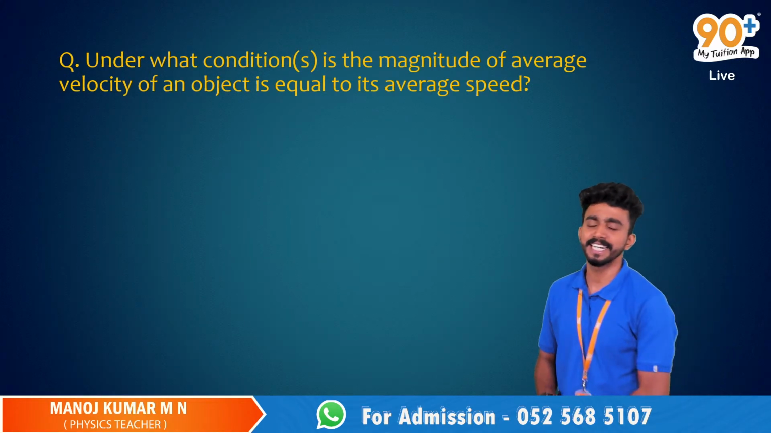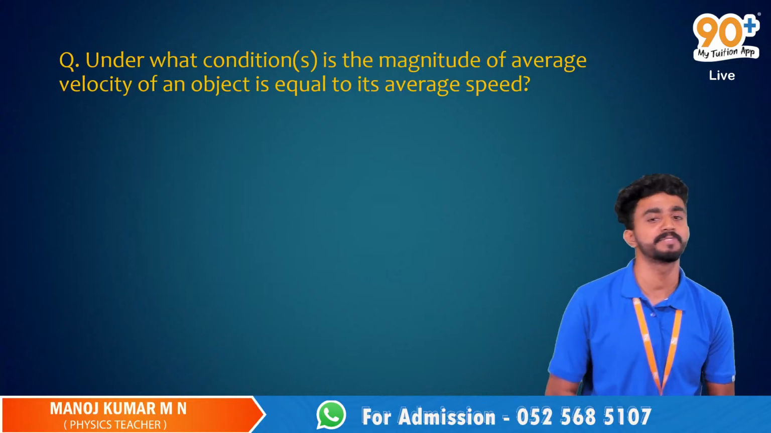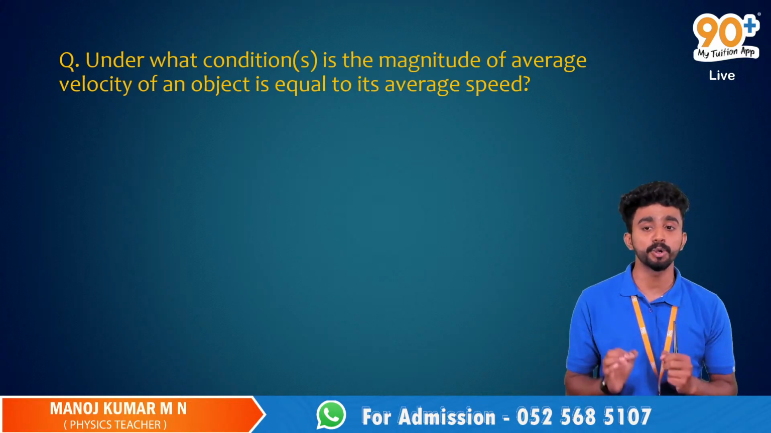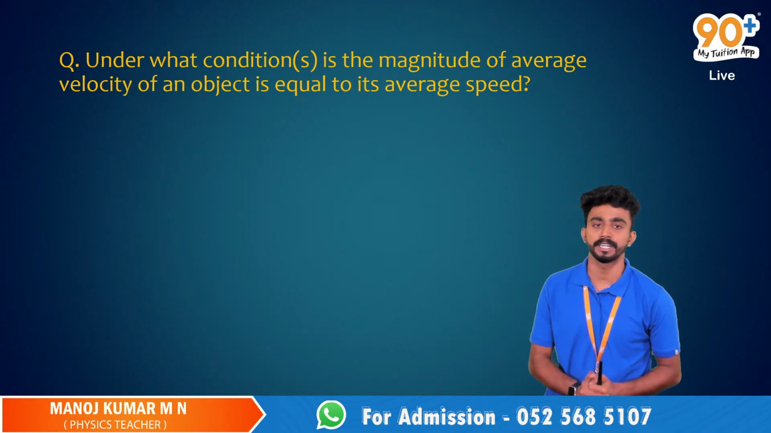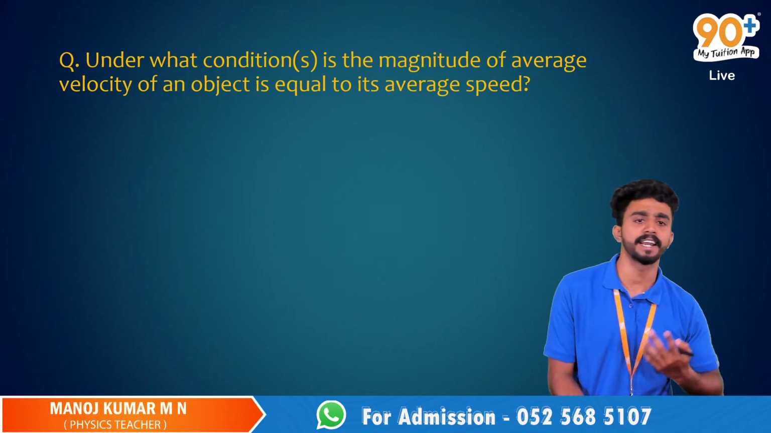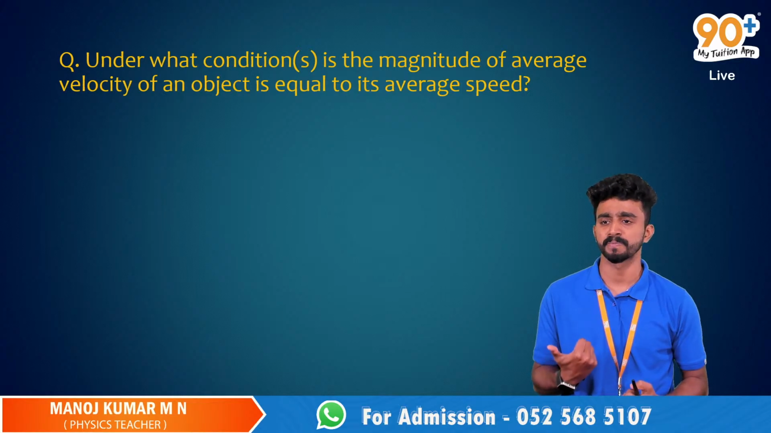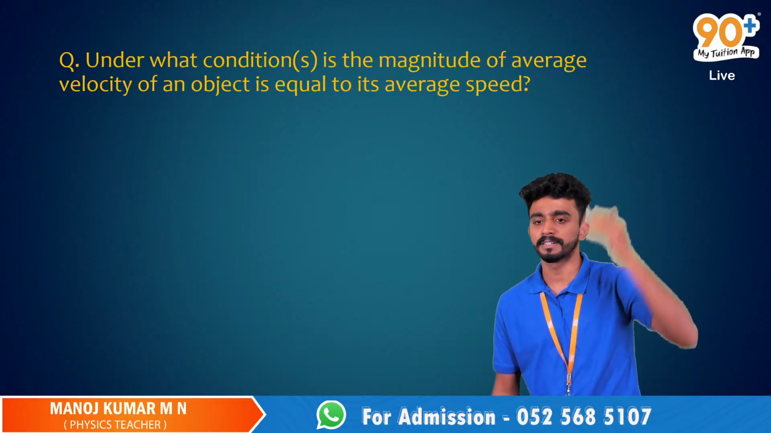So under what conditions is the magnitude of average velocity of an object equal to its average speed? What do you think, guys? How can an average velocity and average speed be equal? In which case? Anyone wants to answer?